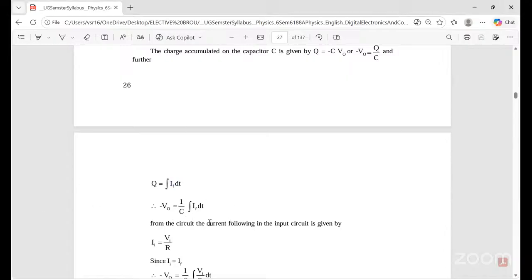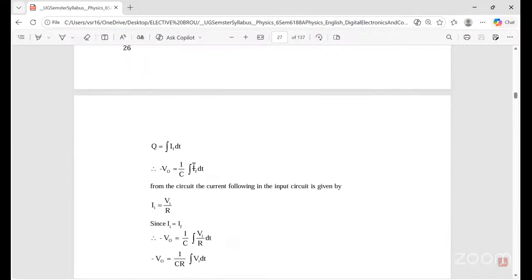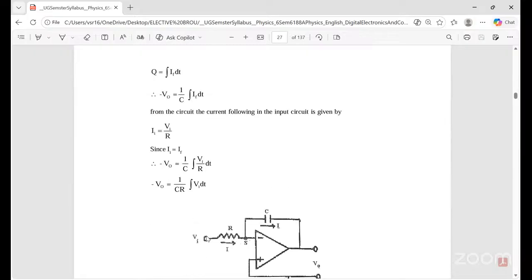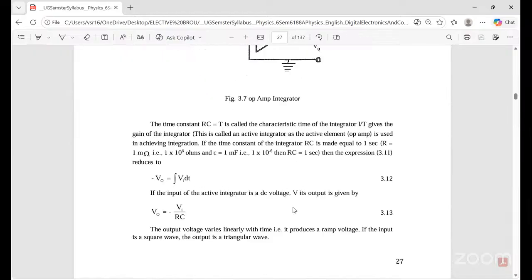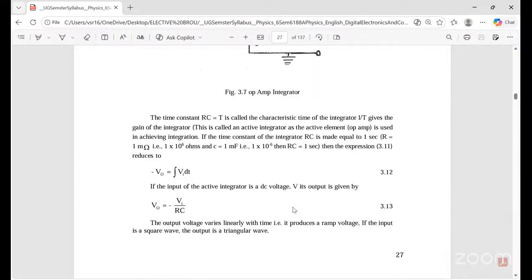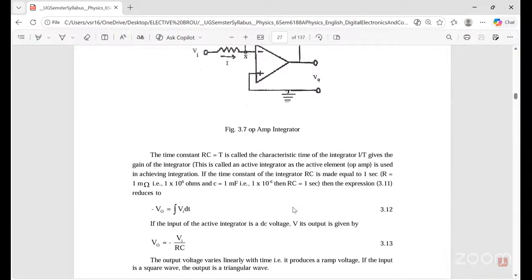Therefore, the output voltage is 1 by C into, in place of Q, I T, but I equals, according to Ohm's law, V by R. This is the input current, and this is the feedback current. By substituting, you get minus V naught equals 1 by CR into the integral of VI. But you know the time constant tau equals RC, which gives you 1 by tau times the integral.